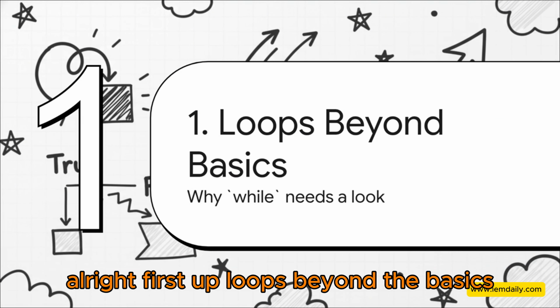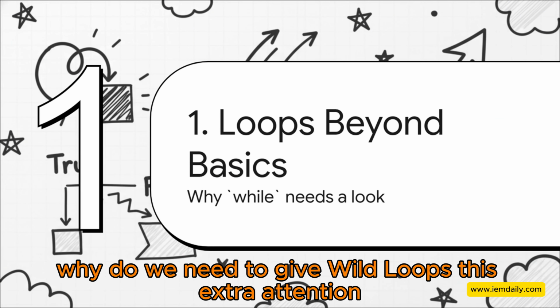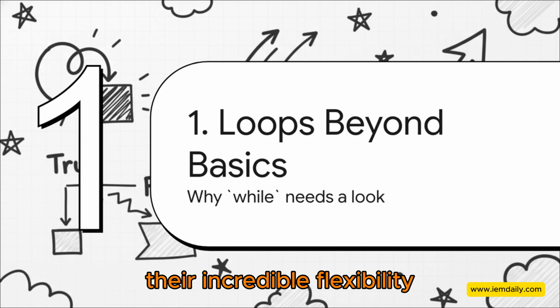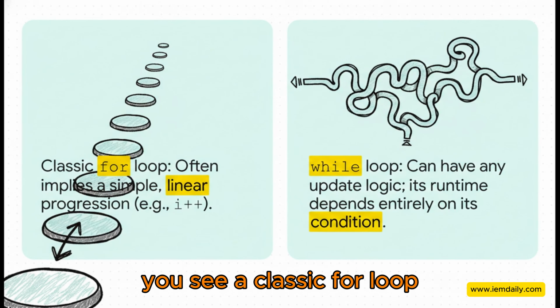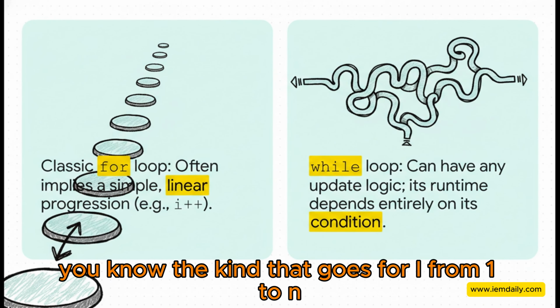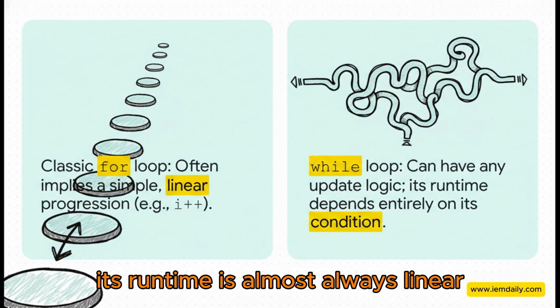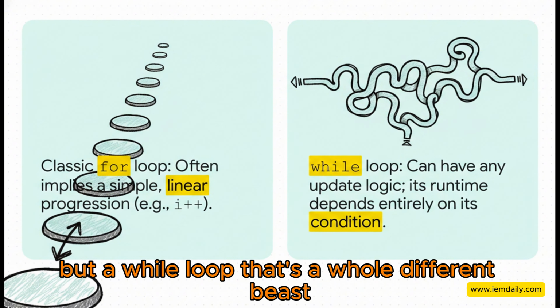All right, first up, loops beyond the basics. So why do we need to give while loops this extra attention? Well, it really all comes down to one thing: their incredible flexibility. You see, a classic for loop, the kind that goes for i from 1 to n, is super predictable. Its runtime is almost always linear. But a while loop? That's a whole different beast.